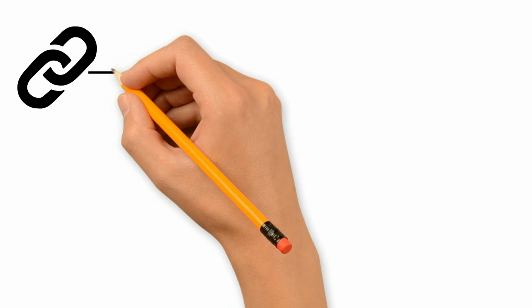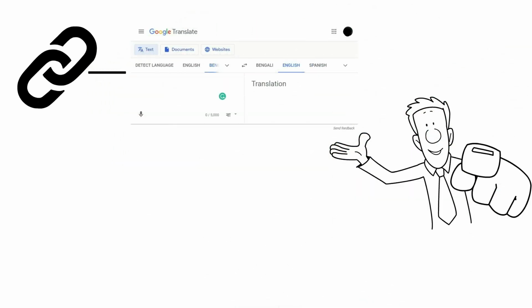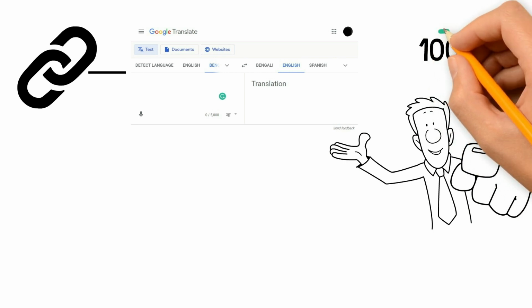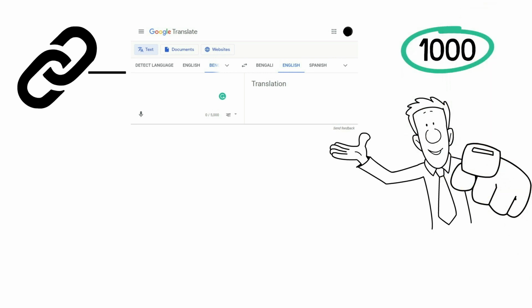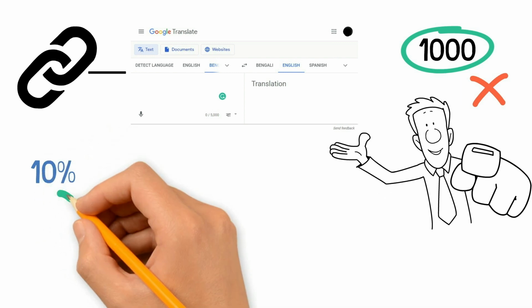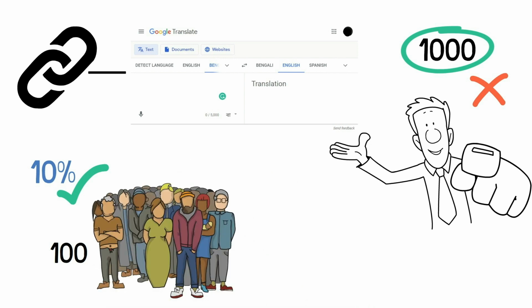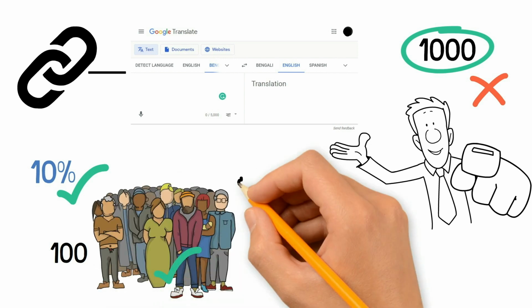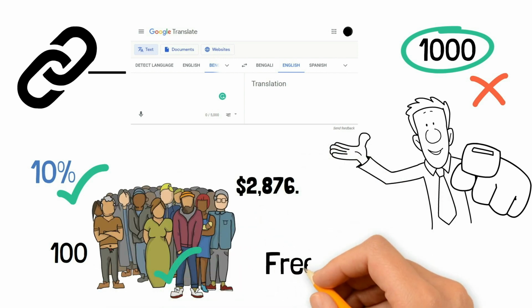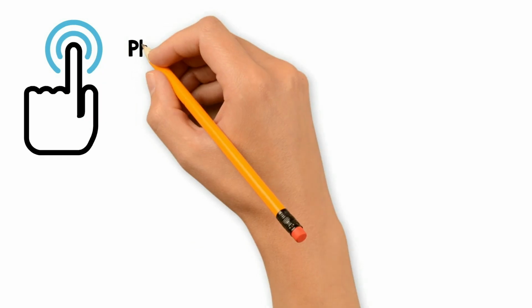Now that you've shortened your link, go to this website. This website I'm going to show you right now is guaranteed to deliver at least 1,000 visitors to your offer. So not all of them will complete it, but say 10% of those people finish your offer, which is 100 people. If 100 people complete your offer, you could make over $2,876.